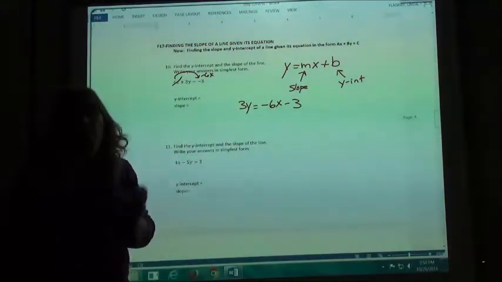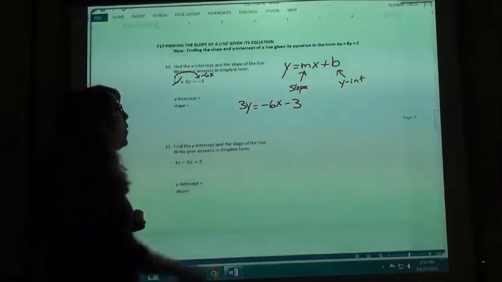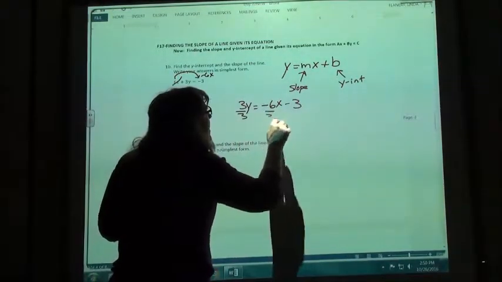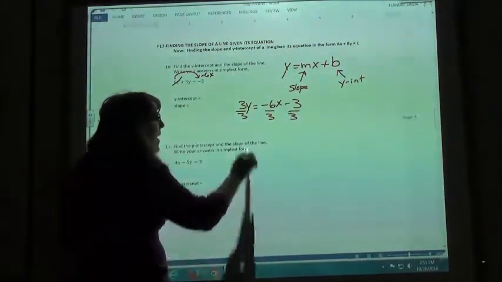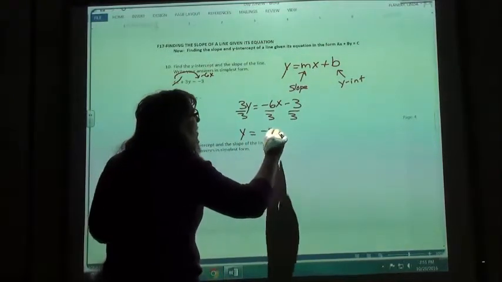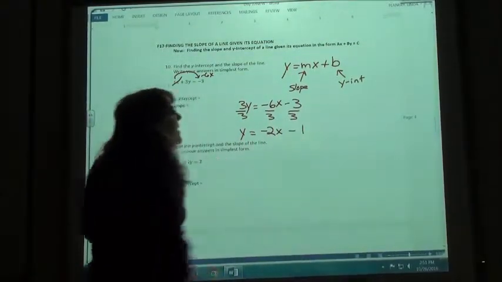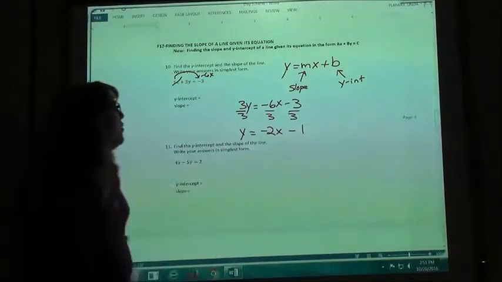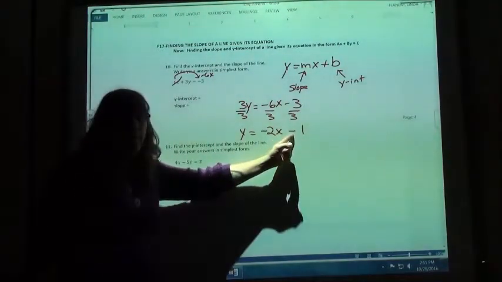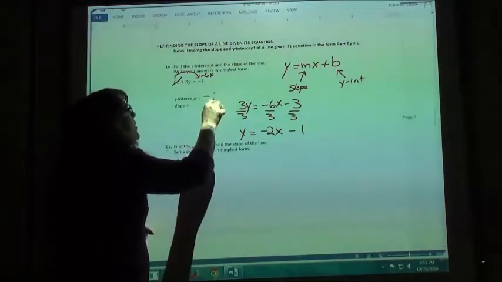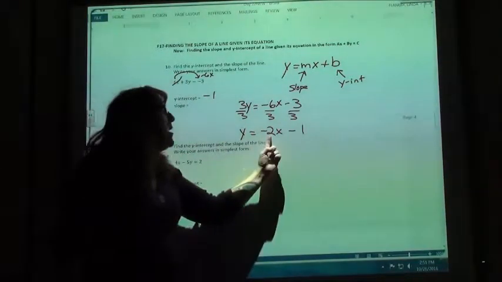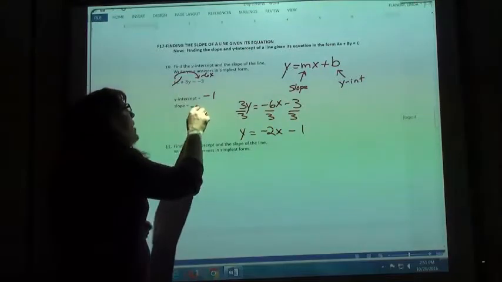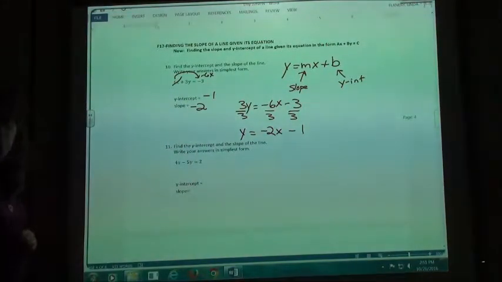Now I still need to get rid of my coefficient because I'm not solved for y, so now I'm going to divide everything by 3 and simplify. So y is going to equal negative 2x minus 1. So in the slope-intercept form of the equation, the end number is your y-intercept. Your y-intercept is negative 1. The number in front of the x is the slope. So my slope is the negative 2.